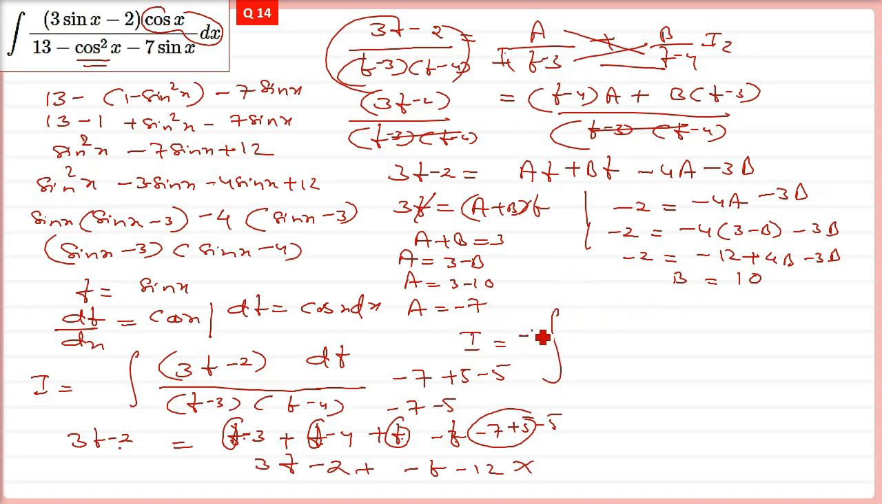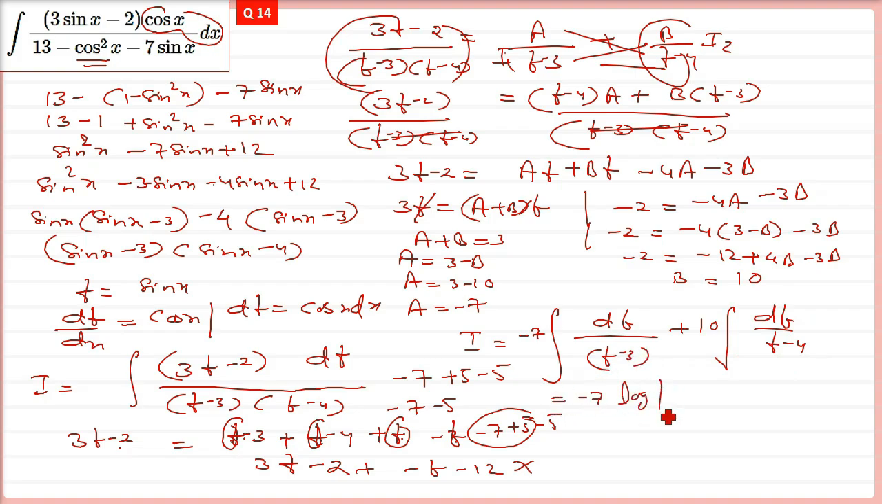So first is a by t minus 3, a is negative 7, I'm taking negative 7 outside, dt by t minus 3 will remain like this. The second term is b by t minus 4, b is 10, so 10, and this is t minus 4, so you have dt by t minus 4. Now there is a direct integration of this, okay? It's simply negative 7 log modulus t minus 3. What is t? Sin x, so sin x minus 3, plus 10 log, again t is sin x, so sin x minus 4, and plus constant of integration.